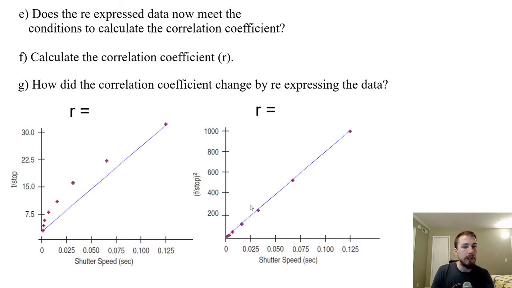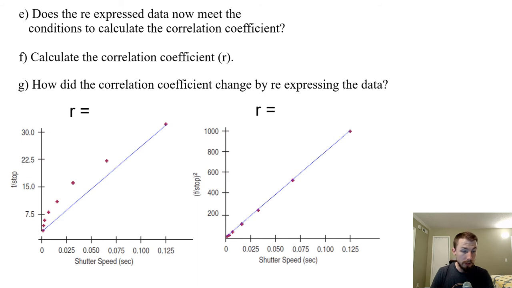All right, so does the re-expressed data now meet the conditions for calculating the correlation coefficient? Yes, because it's linear. That was the big issue we had over here, that it wasn't linear. If I draw the line from the smallest point to the largest point, you can see how it's clearly curved and deviating from that. In this case, it's not, so we're good.